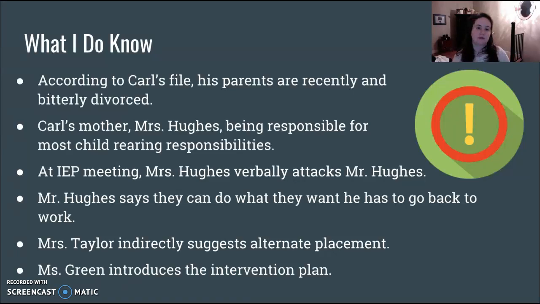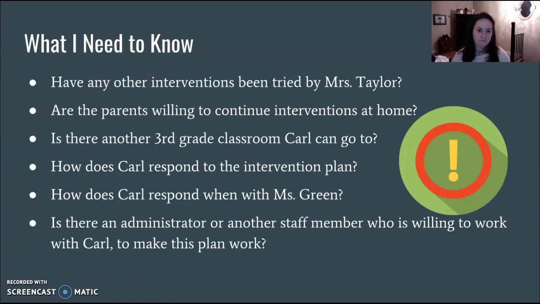And again, Ms. Green is at a loss as to what to do. Being at the meeting and seeing how the parents interacted with each other and also how Mrs. Taylor acted, she understands why it is that Carl is acting the way he is, and some of it makes more sense because, like we said, intellectually he's capable of working in the general education classroom, but behaviorally something needs to be done in order for him to stay in that placement and to be successful in that placement.